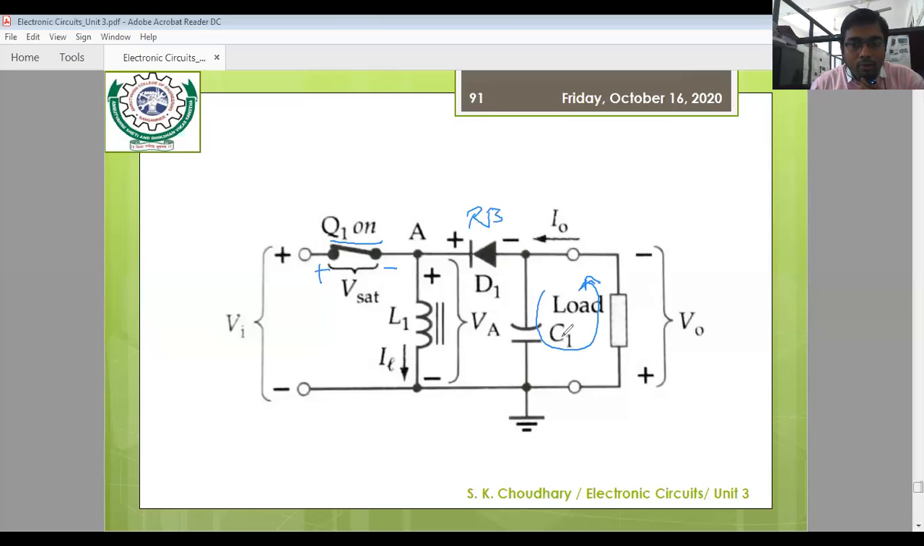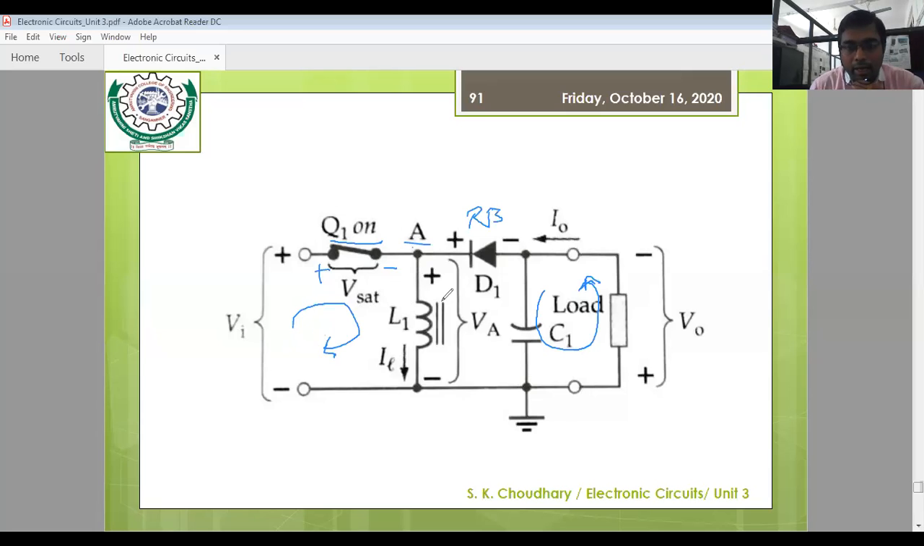Because of this negative terminal, the direction of flow is opposite, and the polarity of the output voltage is also reversed. Now, as we know the current is flowing across the inductor, what is the voltage across this inductor? You have to apply KVL again. VI minus VSAT minus VL or VA, because here VL and VA are the same, is equal to 0. So VL is equal to VI minus VSAT.